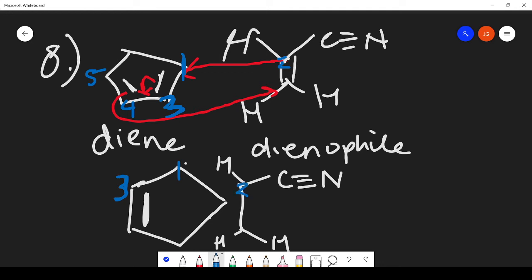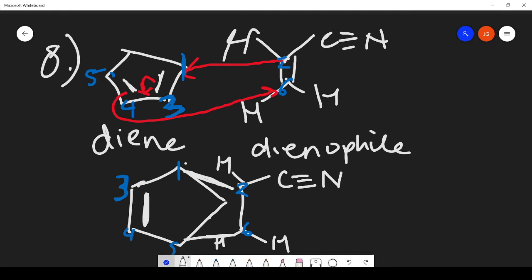And this is carbon number 2. Well, it forms a bond. And in a similar way, carbon number 5 is going to form a bond with this carbon here, carbon number 6. Now you might say, well, this is really, really ugly to look at, and this is really hard to visualize.